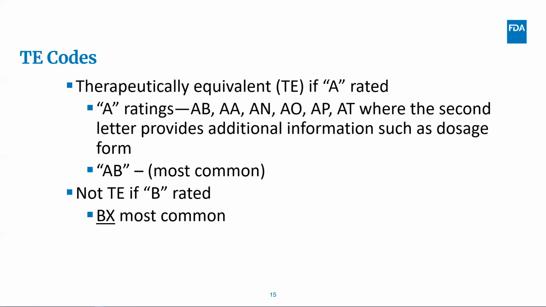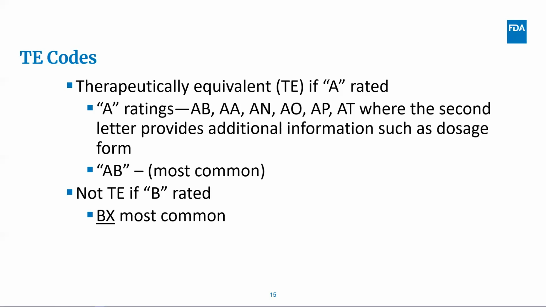The first group are A codes. Products with an A code are considered therapeutically equivalent. Some examples of A ratings include AB, AA, AN, etc. The second letter of the code will provide additional information on the dosage form. The most common A rating you're going to see in the Orange Book is AB.